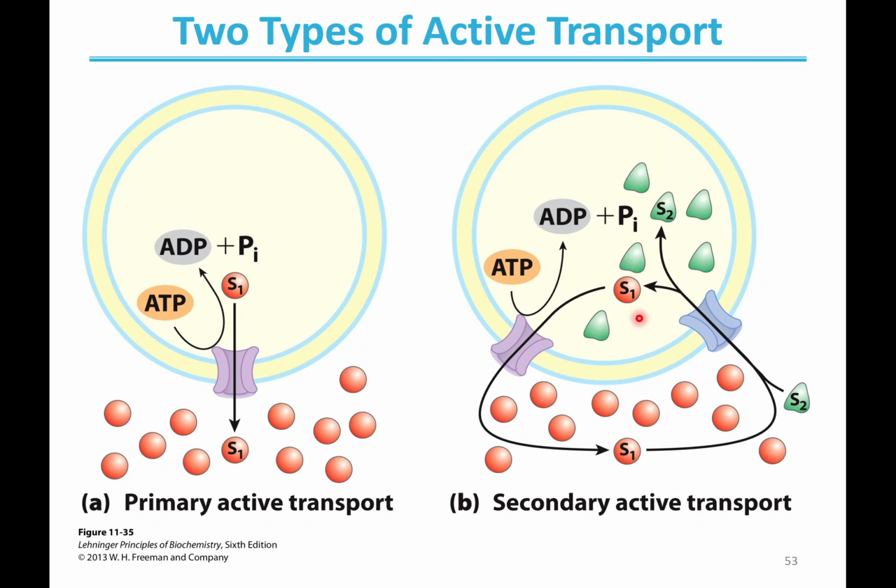Oftentimes, this secondary active transport, how is it generating the concentration gradient of S1 that's needed to move S2? Well, there's another channel for S1 that's using ATP. So you're consuming ATP to pump S1 outside of the cell, against its gradient, so you can use it coming back in this symport to import S2. So that would be secondary active transport.